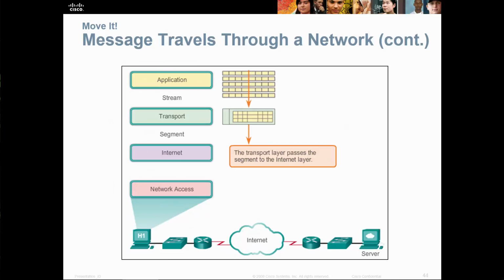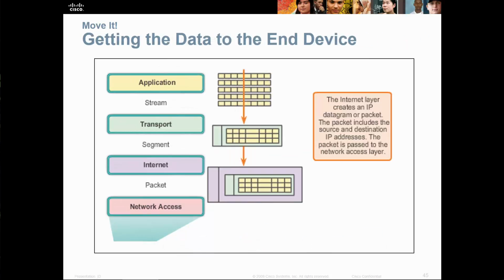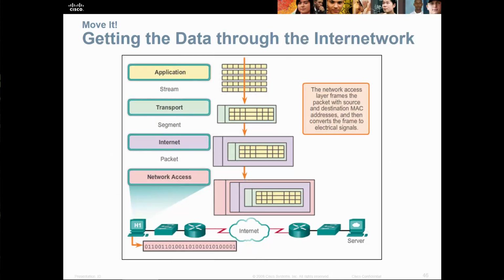The transport layer will then pass the segment into the internet layer. It will then get packaged into a packet, or an IP datagram, before it leaves the network access layer. And they'll put a MAC address on it and send it out the wire.